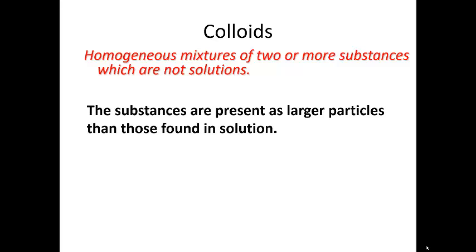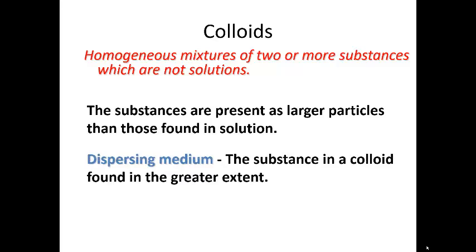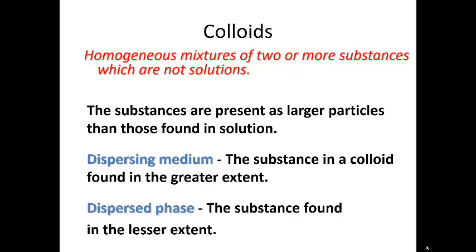The reason why they're not solutions is because these substances are present as larger particles than those found in a solution. So we classify it differently. We have a dispersing medium, the substance in a colloid found in the greater extent. This would be the same as your solvent in your solution, but we call it a dispersing medium because it's a colloid. And your dispersed phase would be like your solute, but again, since it's a colloid, we give it a different name, and this is the substance found in the lesser extent.